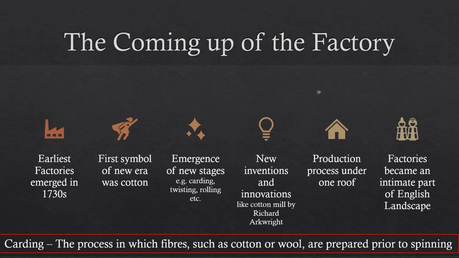Other than this, it's a very important point to understand that the whole production process came under one roof. Previously, the workers worked in their domestic units. Now, they started working in the factories. And factories became an intimate part of the English landscape. It became an integral part of England.